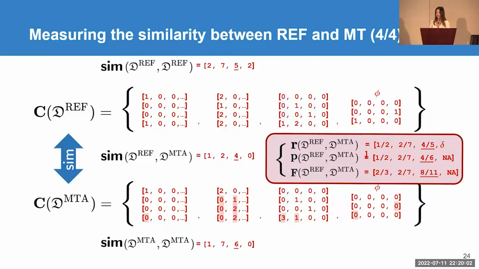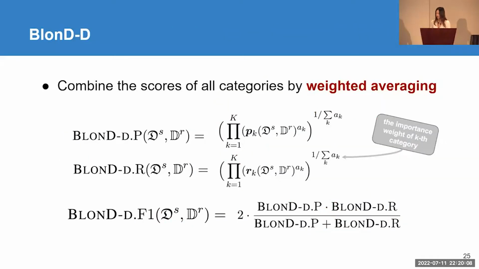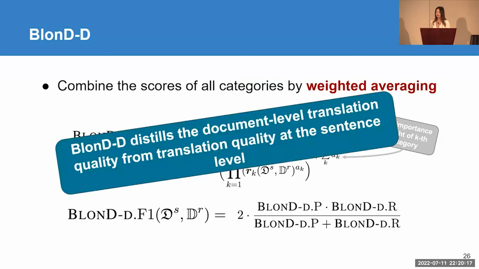The same statistics are calculated for each discourse category, and then they are concatenated. We then use a simple weighted averaging approach to combine the scores of all categories into a single score, that is BlonDe. So intuitively, BlonDe distills the document level translation quality from sentence level ones.